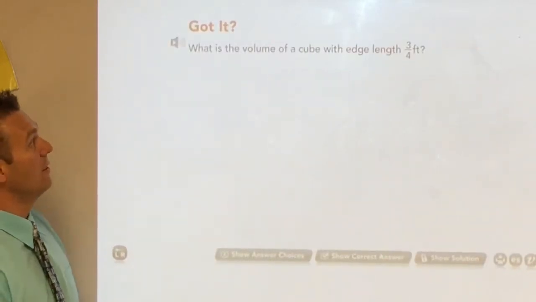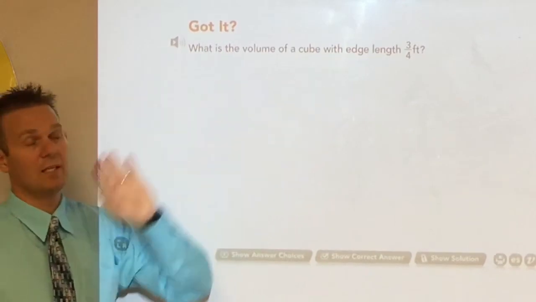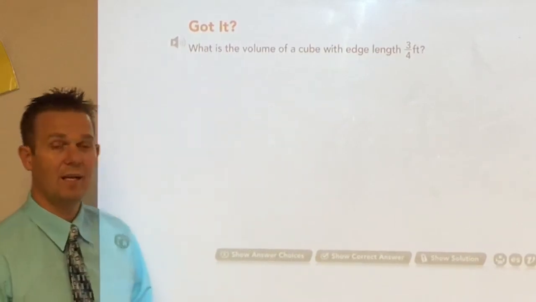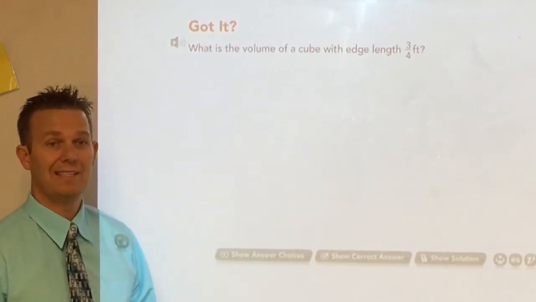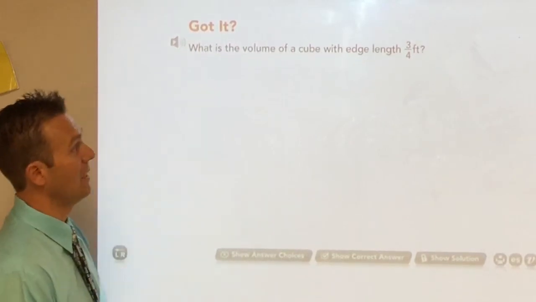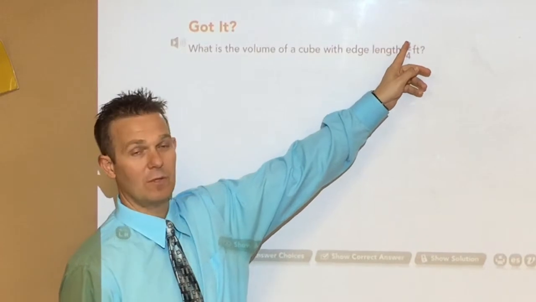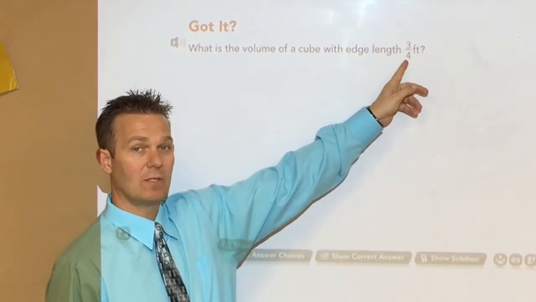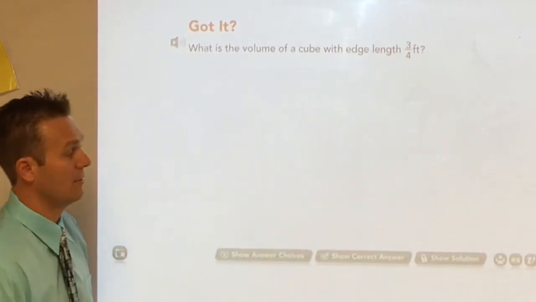Now it's your turn. You get to find the volume of a cube with the edge length 3/4. So again, for a cube, the good news is it's S, which is the side, 3/4 cubed. And you got to be careful with this one because you have to go 3 times 3 times 3 on the top and 4 times 4 times 4 on the bottom to get your answer.